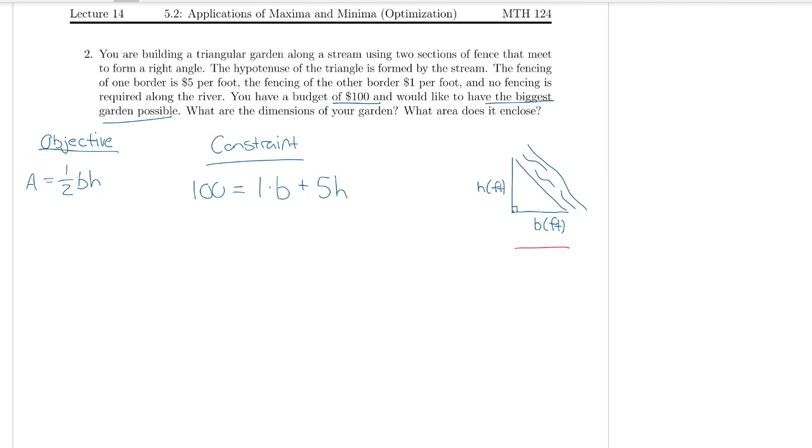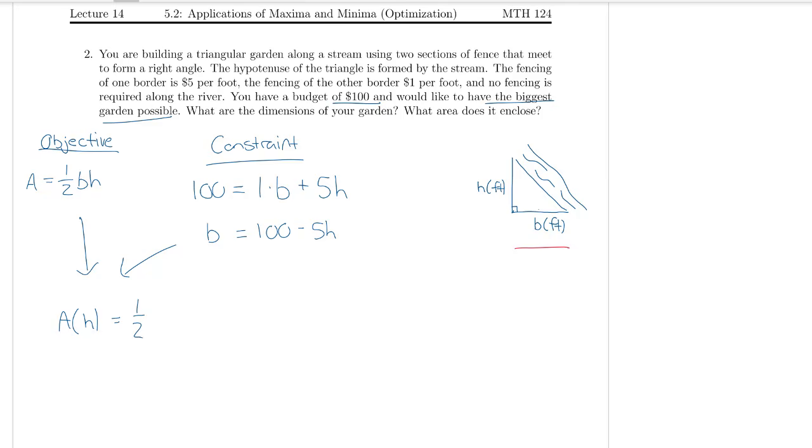Okay, now that we have our constraint, we can solve the constraint. In the last problem, the constraint was already solved for one of the variables, but here it's not. So just subtract 5h from both sides. If you want to solve for h, you could, but b is quicker to solve for. So this then we can substitute into our area equation, and now we have area in terms of only h.